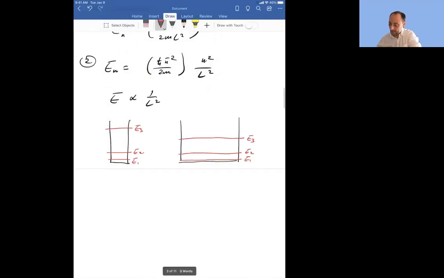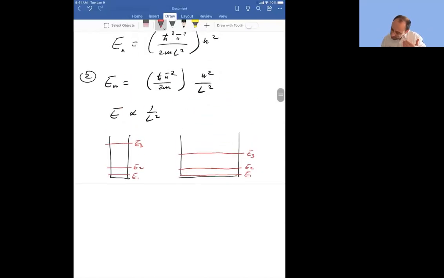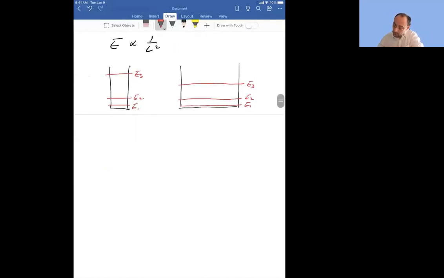Point number 3. Oh yeah, and correspondingly, there's also a 1 over m scaling of energy with the mass. It tells us that energy scales like 1 over the mass or 1 over the length squared. That's interesting. Point number 3.